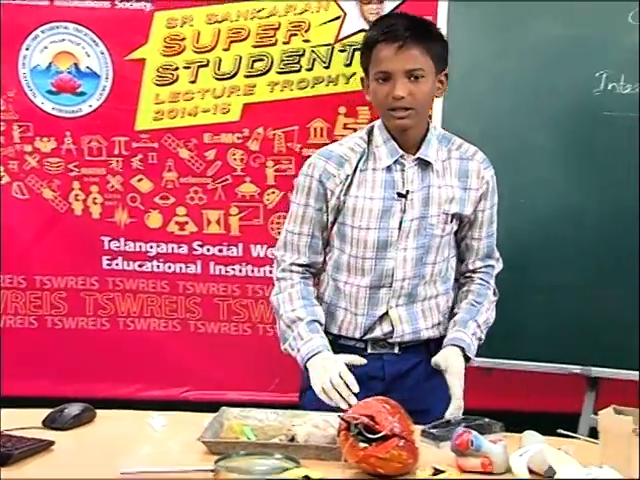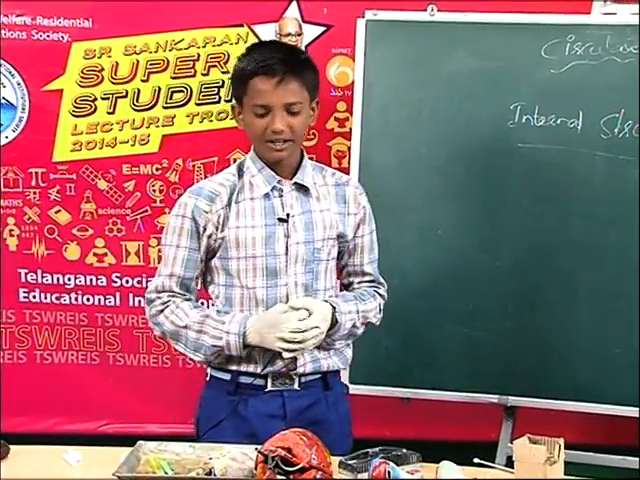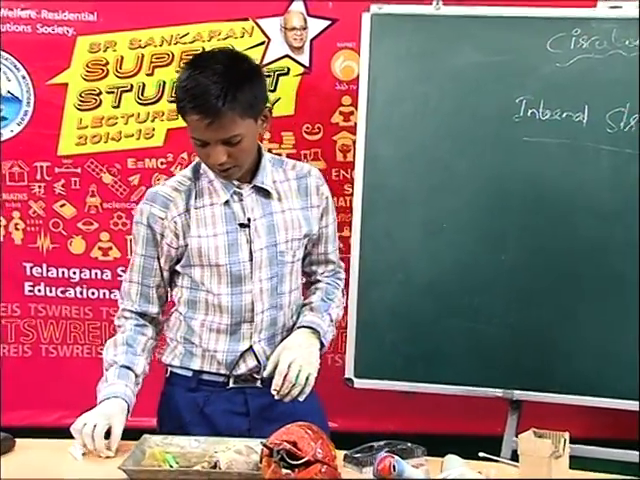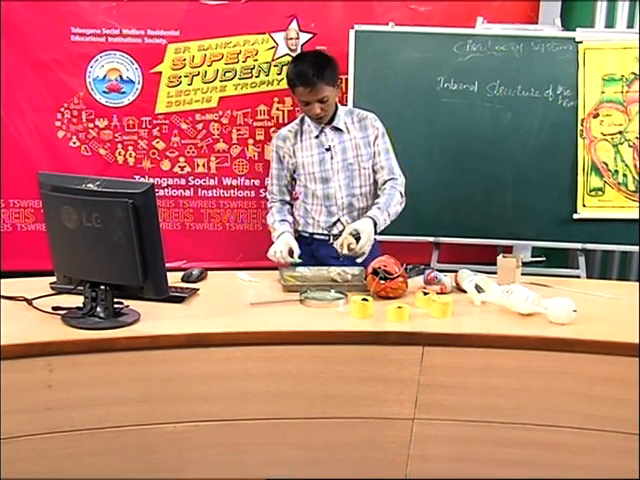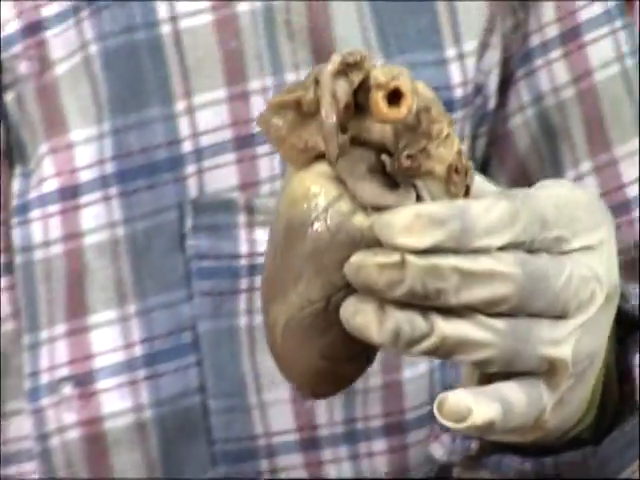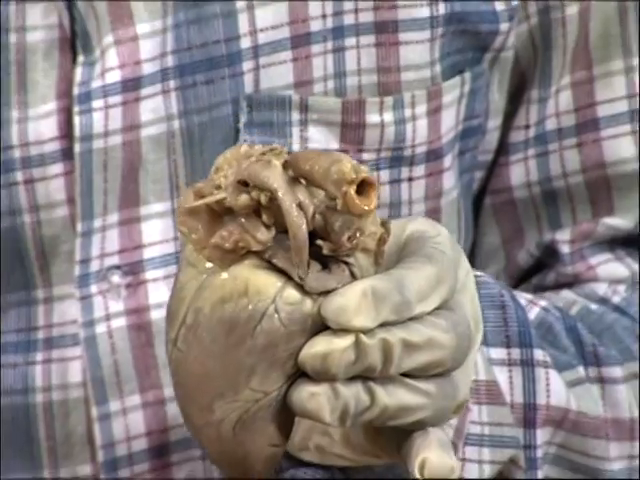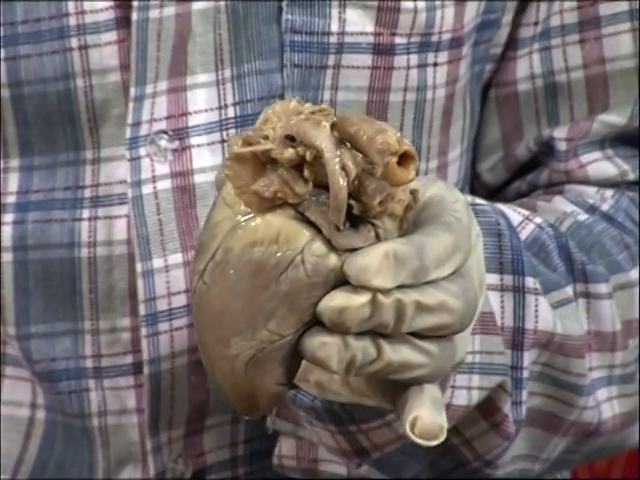So, Tswreis, now we have learned about the internal structure of the heart. Now I would like to show you, I had brought a heart of a goat. Here this is the external structure of the heart. This is the external structure of the heart.